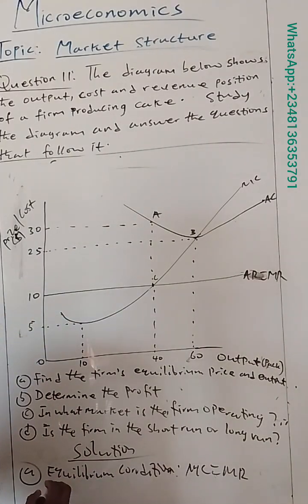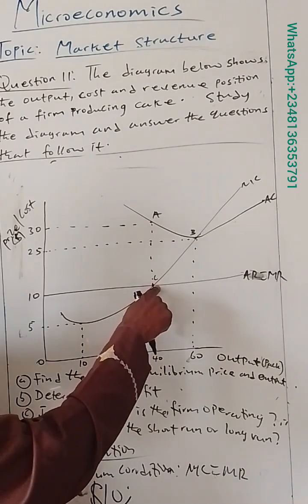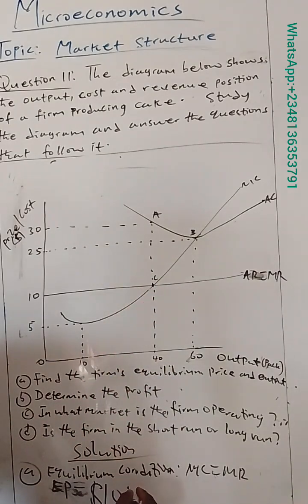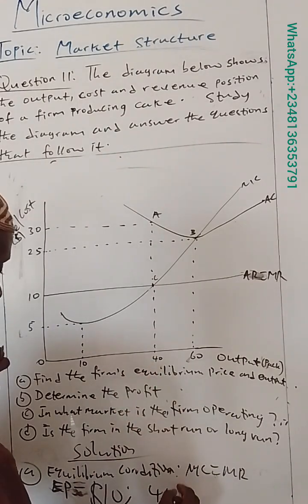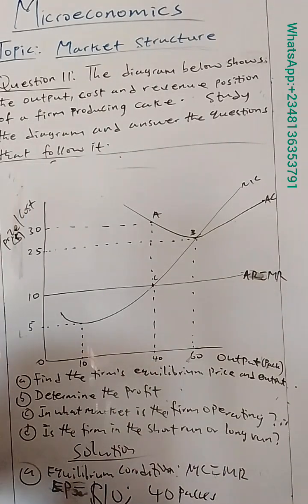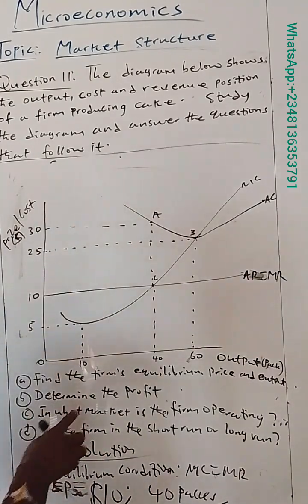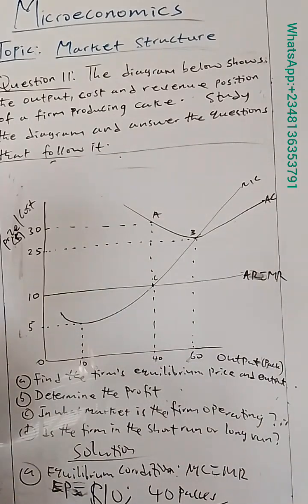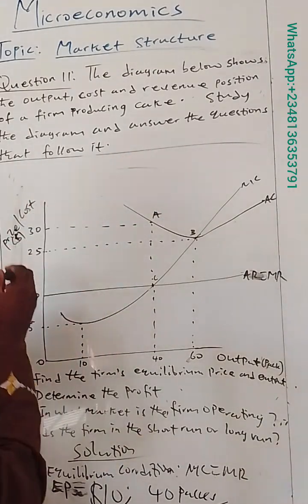So, in other words, my equilibrium price, let me just use EP. Equilibrium price is equal to $10. What of equilibrium quantity? The same equilibrium point, I trace it down to the quantity axis. I have equilibrium quantity, which is 40 pounds. Okay, this represents my equilibrium price and this is the equilibrium quantity. So the next question says determine the profit. Let me do that one here.